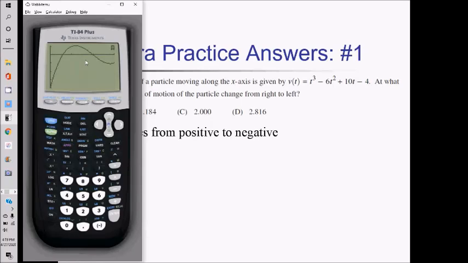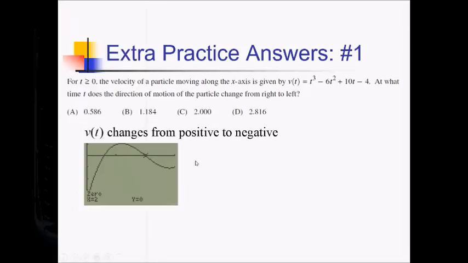Let's do second trace and 0, and where's my spider? There he is. Let me click once to the left. Let me click the right bound here, and then enter one more time, and that gives me, yep, exactly 2. So there's the picture. This happens at time equals 2, so that would be answer choice C.